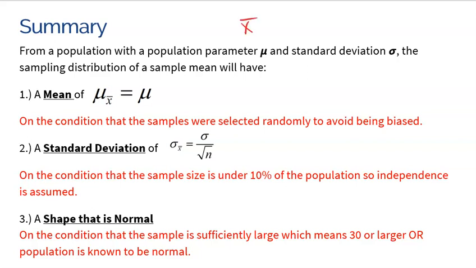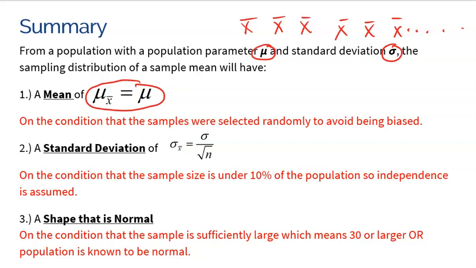Don't forget what a sampling distribution shows. It shows us all possible sample means, all of them, taken from a population with mean mu and standard deviation sigma. So if we think about all those possible sample means, the center of them all, the mean of them all, will be equal to the true mean, as long as our samples are random to avoid bias. Now, those samples are going to deviate. They're not all going to be the same. So the standard deviation for our sampling distribution is taking the standard deviation of the population and dividing it by the square root of n. And that is, of course, as long as our sample size is under 10% of the population to assume independence.